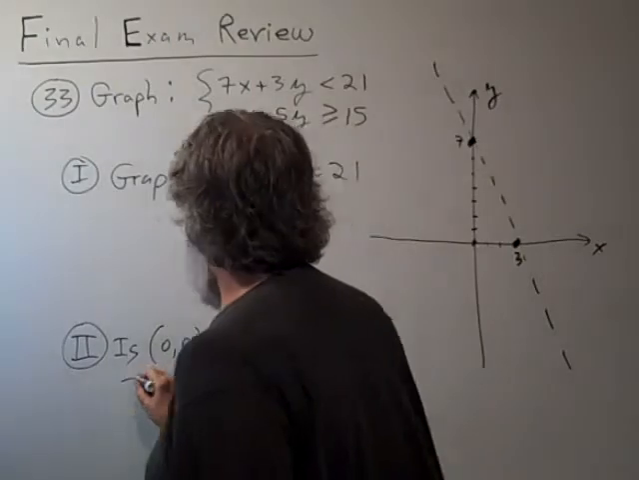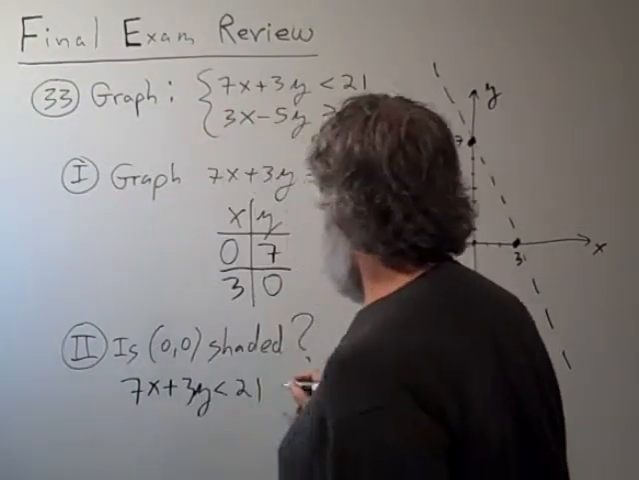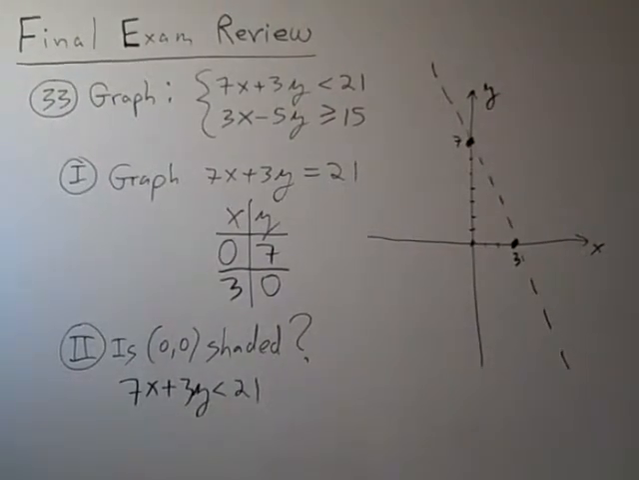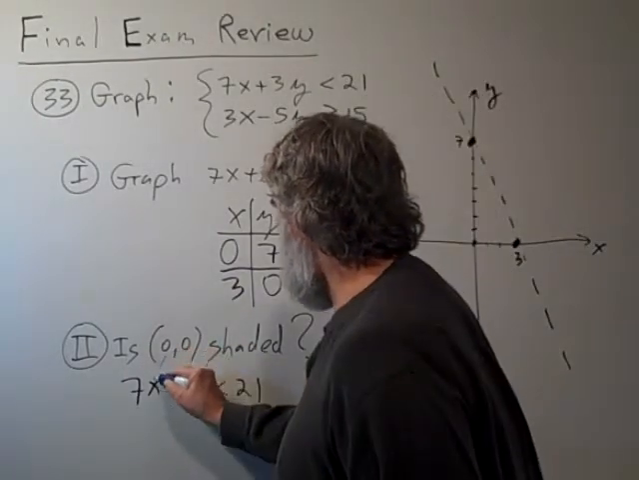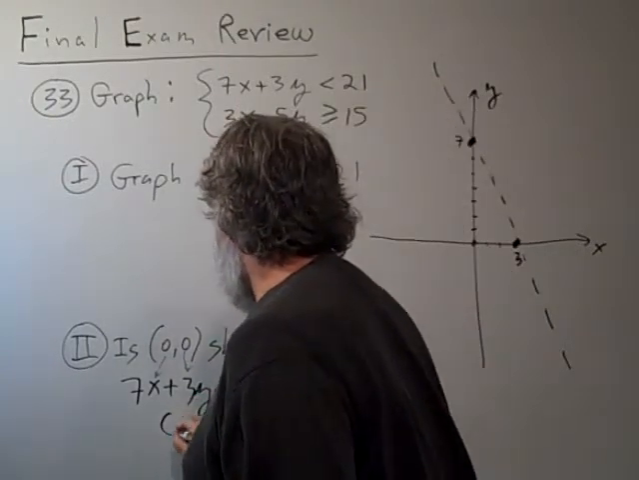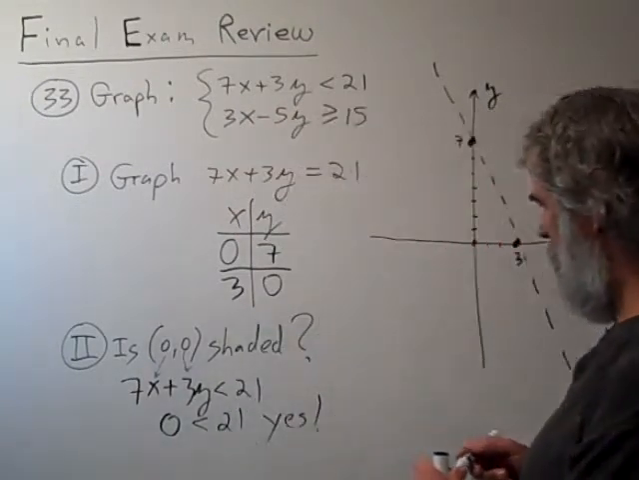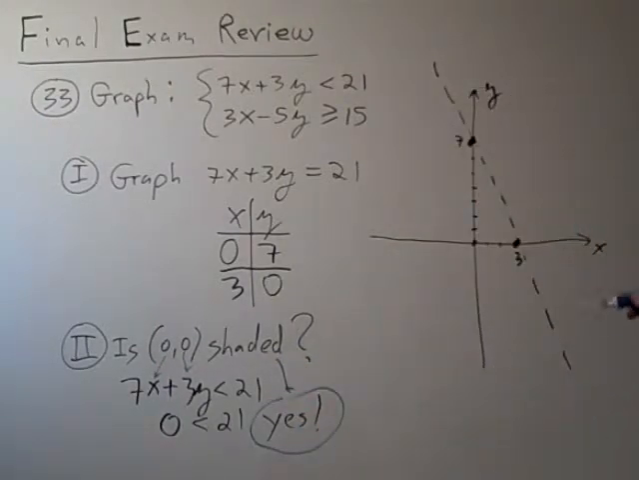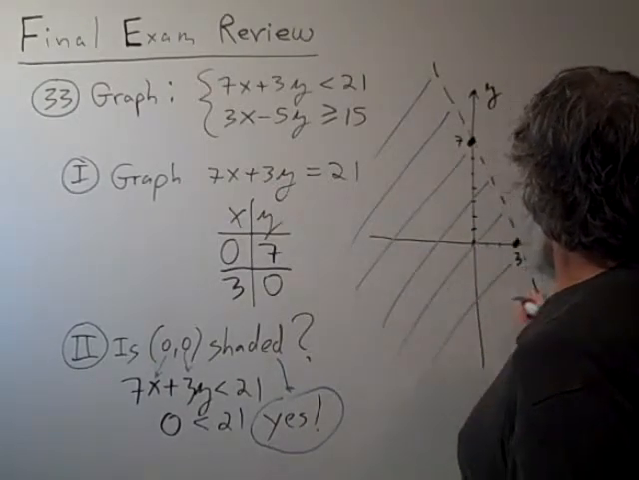We answer that question by going back to the original linear inequality, 7x plus 3y less than 21, and substitute in 0 for x and 0 for y. So the result, we'll see if it's true or false. We get that 0 is less than 21, which is true. That's the answer to our question. The origin is indeed shaded. So we shade in this side of the line, the origin side of that line.